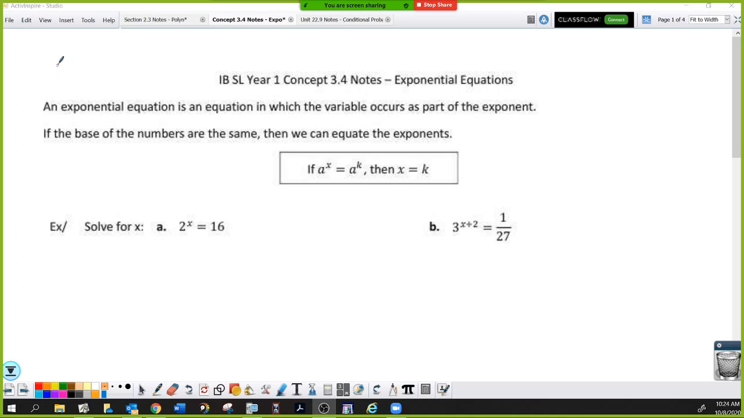An exponential equation is an equation in which the variable occurs as part of the exponent. If the bases of the numbers are the same, then we can equate the exponents. Basically, if you have an exponential thing equals an exponential thing, your goal is to make the bases equal. Because if the bases are equal, the only way it's a true statement is if the exponents are equal. So the basic setup is get the bases to be equal to each other, and then you can forget about them and just say the exponents are equal, and you can solve. That's the basic strategy.